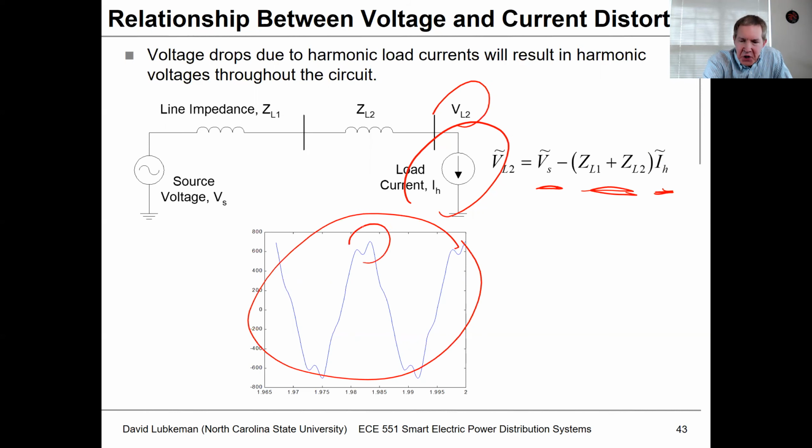And I could see that the load voltage has been corrupted by the harmonics in the source current. So this is what's happening in real life, that if I have one load here at this bus, all the other loads are going to see this voltage that's not going to be sinusoidal anymore.